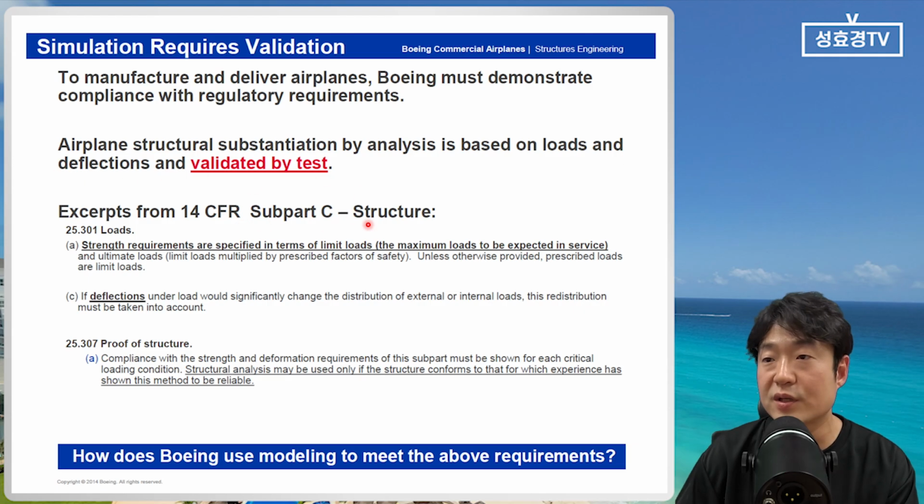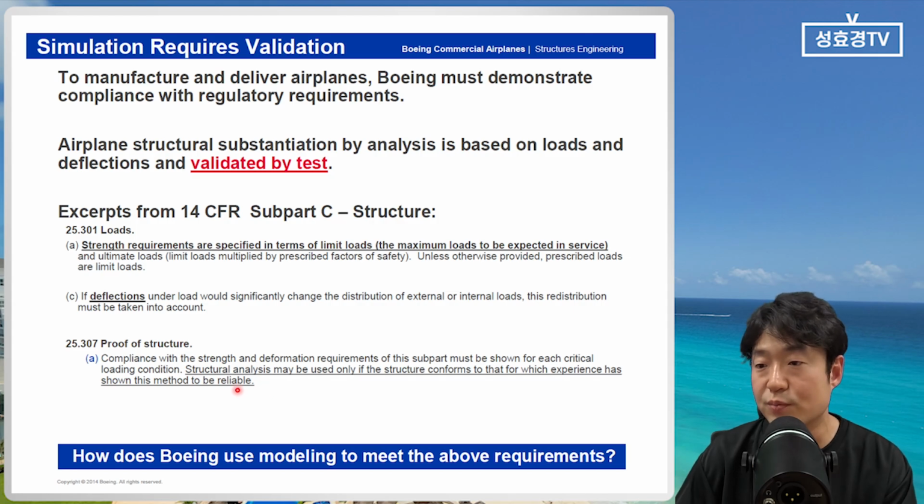So it should go for the subparts. Structure strength requirements are specified in terms of limit loads and maximum loads to be expected in service, and if deflections under load would significantly change the distribution of external or internal loads, this redistribution must be taken into account. It means that we need a lot of tests for these cases, and the proof of structure by analysis should be backed by experimental methods that are reliable. So reliability is also important. These kinds of requirements should be satisfied.